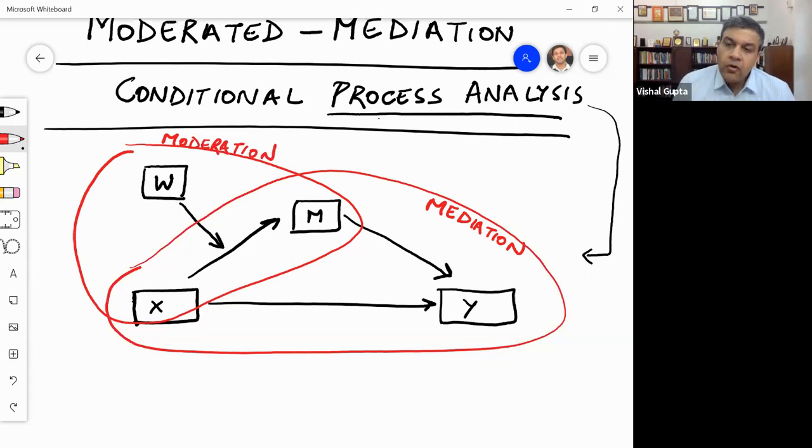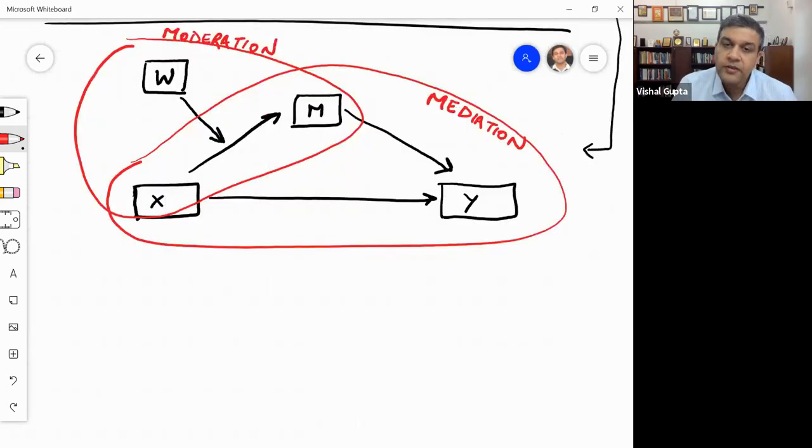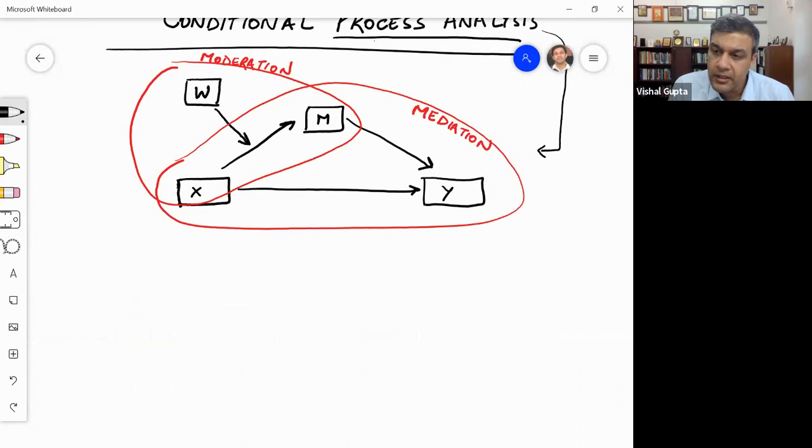Now, what am I trying to achieve? Why am I drawing these fancy diagrams? What is it that I am trying to do in my research? Why should we even be bothered about doing this kind of analysis? Let us see what happens if I draw this kind of diagram. What is the research question for which you should be doing conditional process analysis?